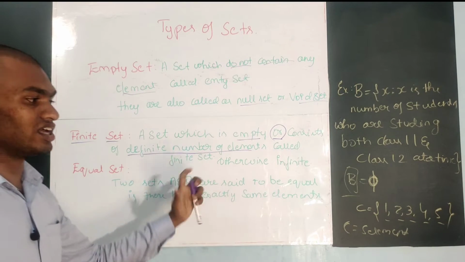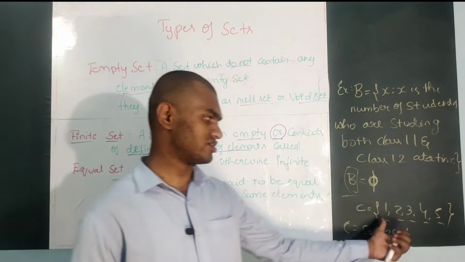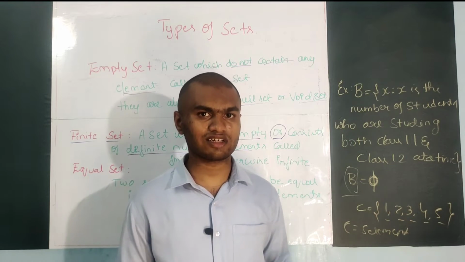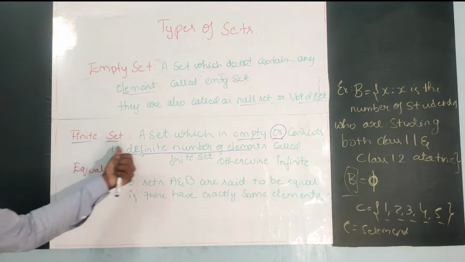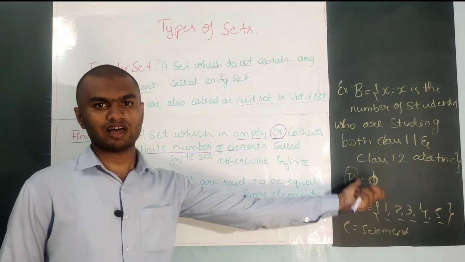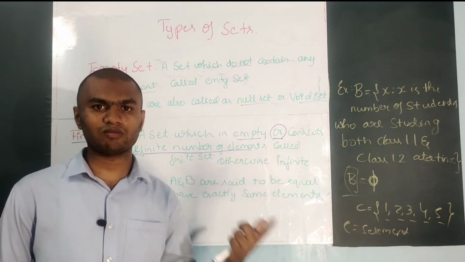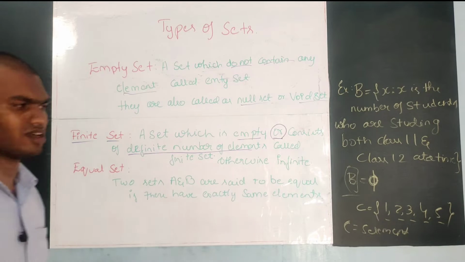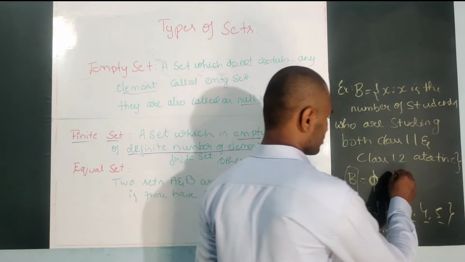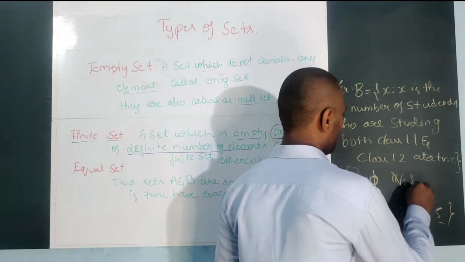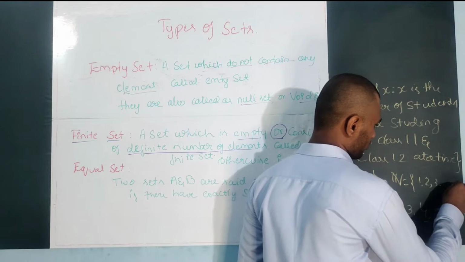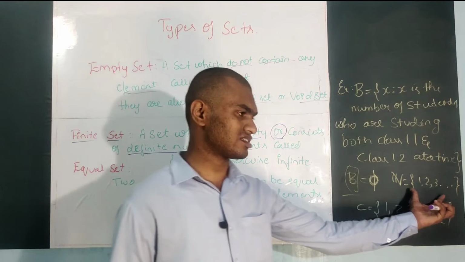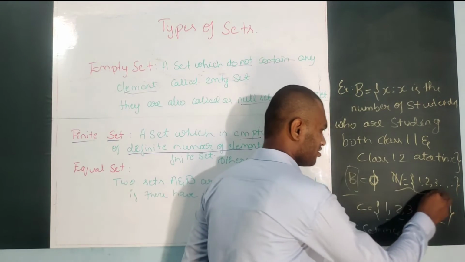It should consist of a definite number of elements, or it should be empty. Then that set is called a finite set. A set should be empty or should contain a definite number of elements. Otherwise, if it does not contain finite elements, like the set of natural numbers 1, 2, 3, and so on, it does not have finite elements. So that set is called an infinite set.